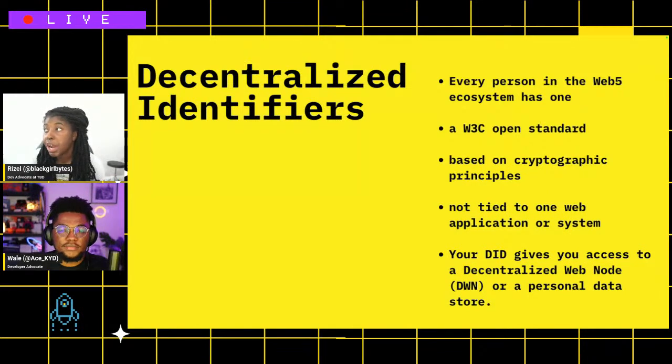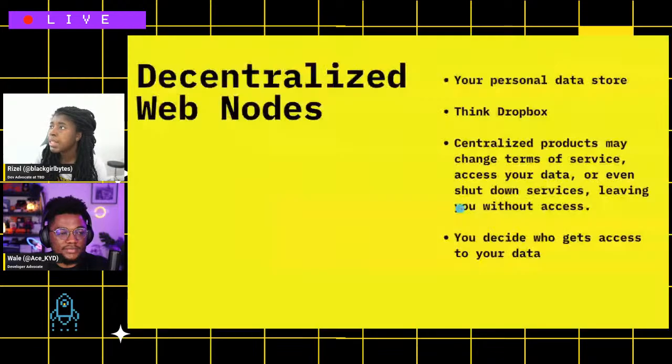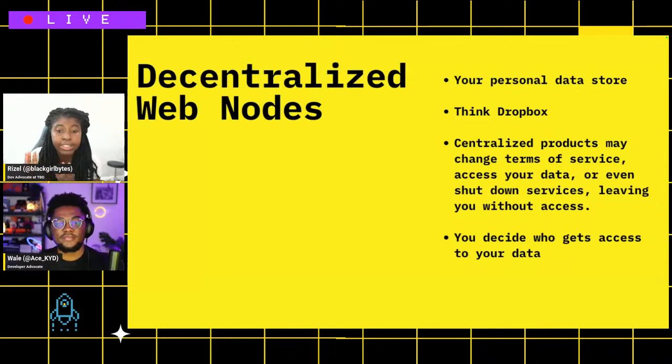They're based on cryptographic principles, and basically they give you access to something called a decentralized web node. They're also represented as an alphanumeric string, so they'll often start with DID, the method that you're using, and then an identifier, so it might just have letters and numbers in it. And then decentralized web nodes are basically like a personal data store. You can think of it similar to Dropbox, but unlike products like Dropbox, where terms of service may change or your access to data may change, with decentralized web nodes you have control of who gets access to your data.